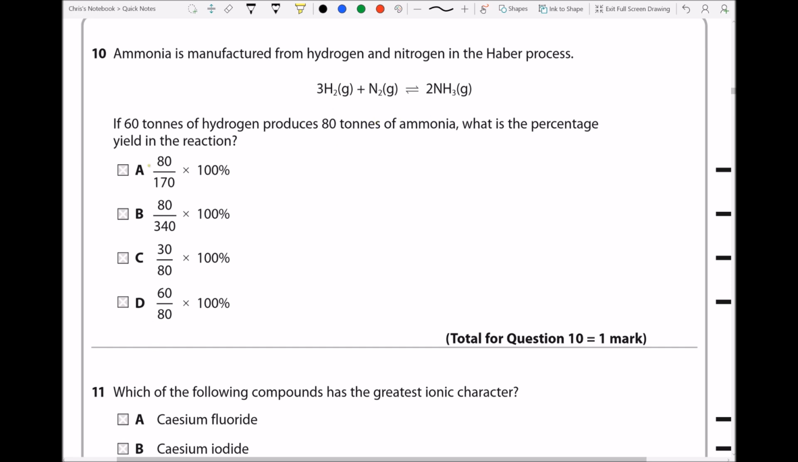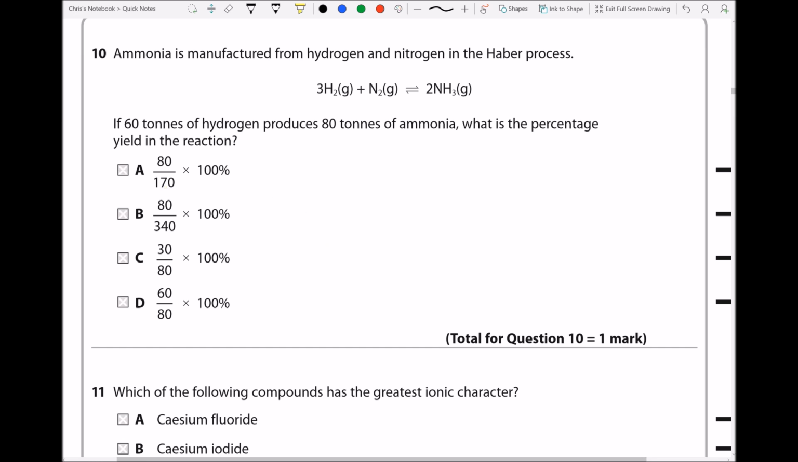So basically, you see these options here, C and D don't have 80 on the top. So we can immediately discount C and D because it's not them. So we're looking at these two because they've both got 80. That's the actual mass. So now we need to work out what we could produce in theory.